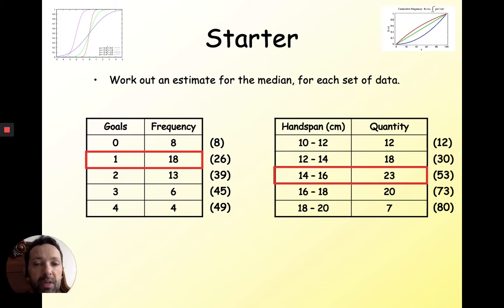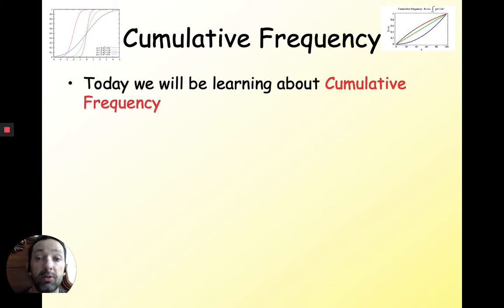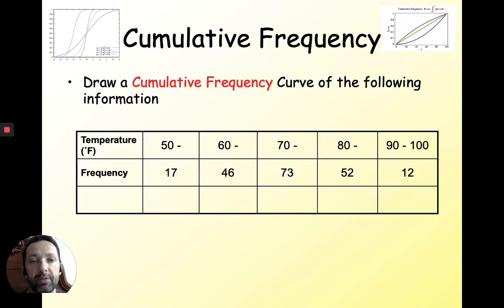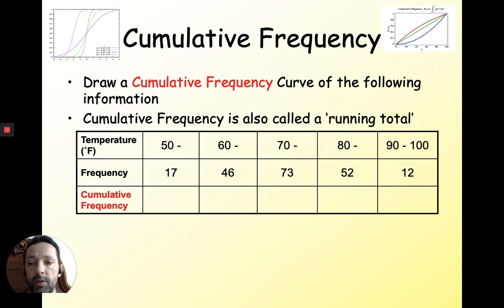Okay, so this is something that we've done definitely before, but what about if we want to represent it on a graph? Okay, so let's look at this right here. We've got some temperature, and these are different days, and these are the number of days that we had of temperature of 50 to 60 Fahrenheit, 60 to 70 Fahrenheit, 70 to 80 Fahrenheit, etc. Now, the cumulative frequency is just adding them up as you go along. Okay, that's all it is.